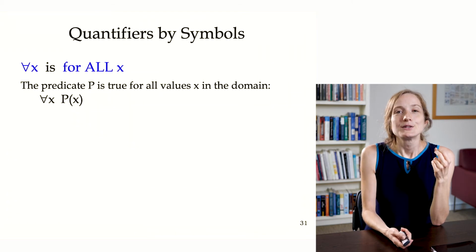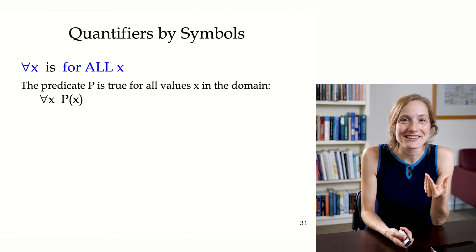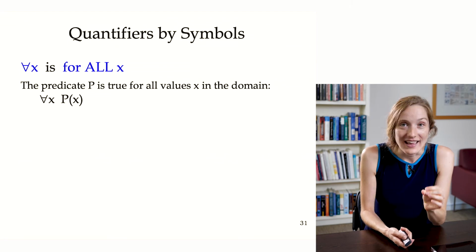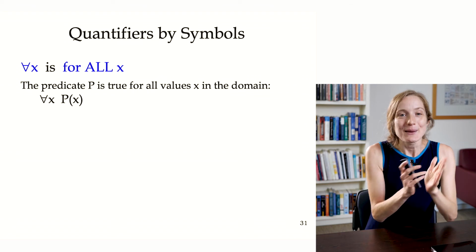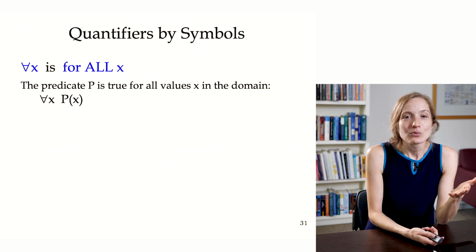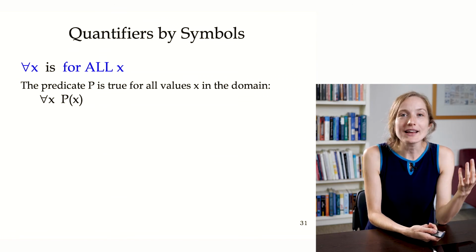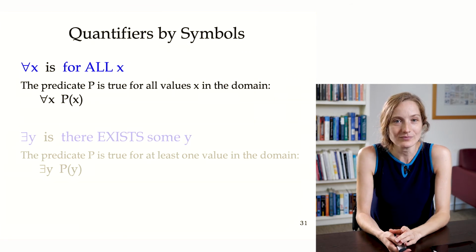The first quantifier, and no, this is not a typo, this is an upside down A, is for all x. So for example, if I say this upside down A x P(x), this represents for all x, P(x). That is, the predicate P is true for all of the values x in the domain.